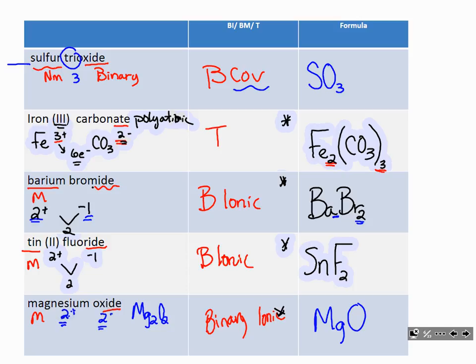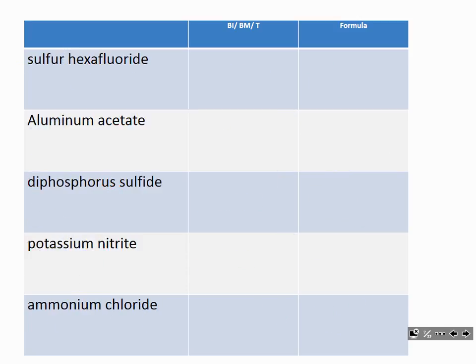Be careful not to slip into thinking that that is the sulfite ion. It's not an ion at all. It would have the word ion if it were an ion. This is sulfur trioxide gas, which is different from the sulfite ion. I'm just going to do a few more with you, and then you can do the rest of them on your own.